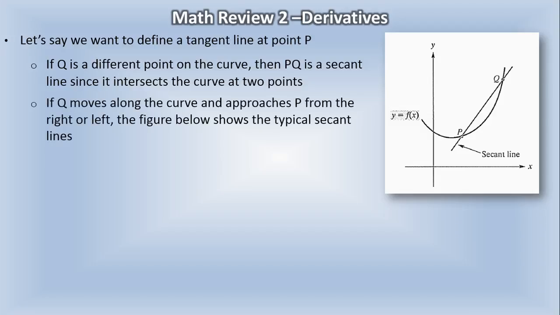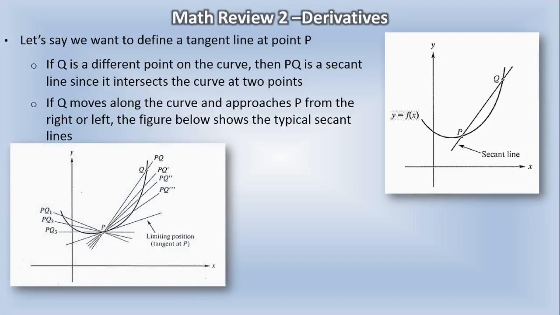But let's say we were to have Q move closer and closer to P. So if Q moves along the curve and approaches P from the right or the left, the figure shows the typical secant line. So let's say we were to move it down, or maybe even have it on the other side and move it closer to P. Then if you connect each of those Q's with P, you're going to have these secant lines that come closer and closer to the point that we're interested in from both sides.